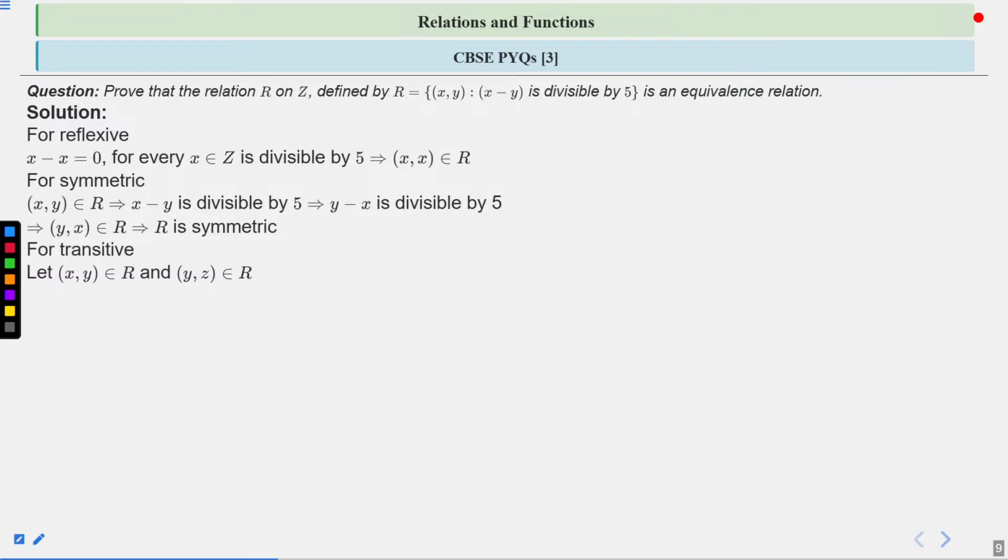Clear? Now for the transitive relation, let (x, y) belong to R and (y, z) belong to R. Then we have to prove that (x, z) should belong to R. Clear?